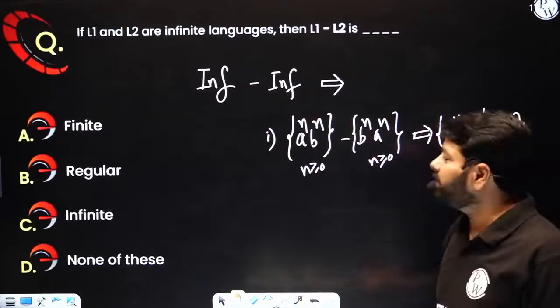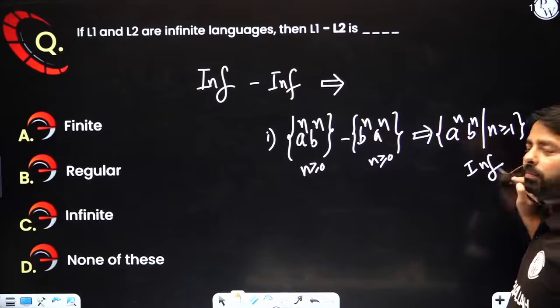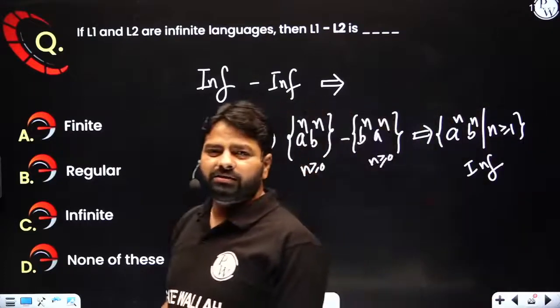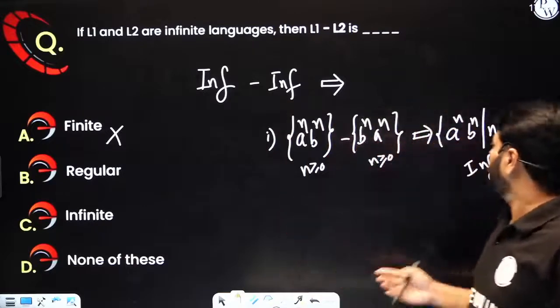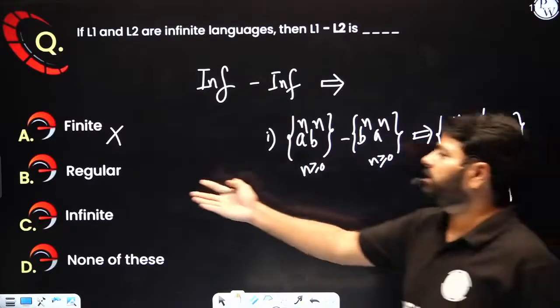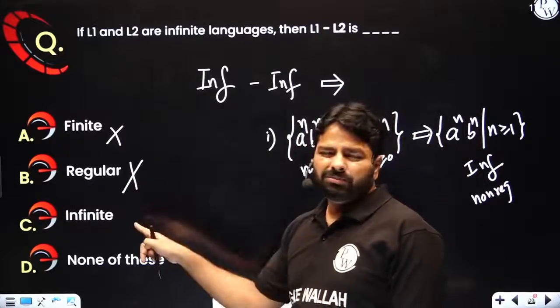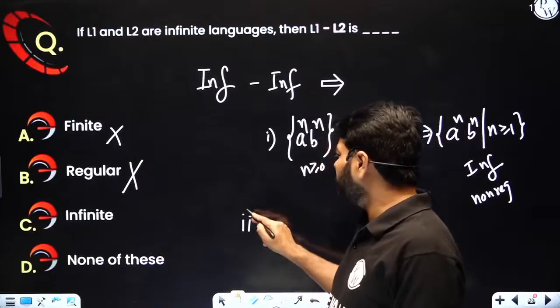Now the question is infinite minus infinite. Did you get infinite? But the option is saying finite. So it is wrong. Now is it regular? We got here a non-regular language. The same example is enough to disprove it. But is it possible to be infinite? This is my question. The second example will come out.